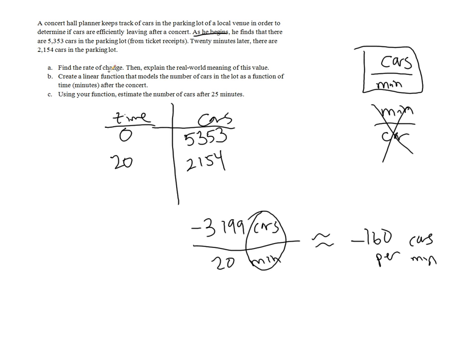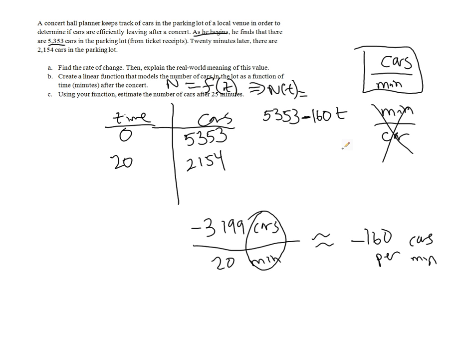Now we want to create a linear function that models the number of cars, we'll call that n, as a function of the time in minutes after the concert. So function of time. So in condensed notation we could write n of t, and in this case n of t equals, well, how do we figure that out? Well, we know that the initial value at the start was 53, and every minute that passes by we're reducing it by about 160 cars for every minute of time that passes by.